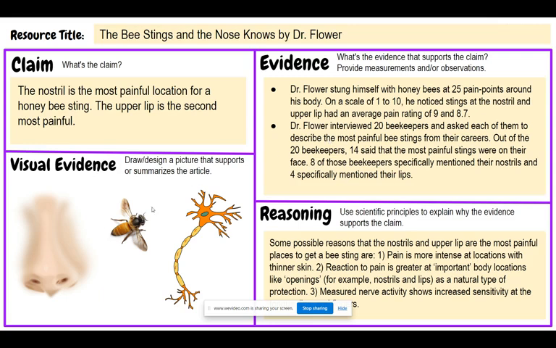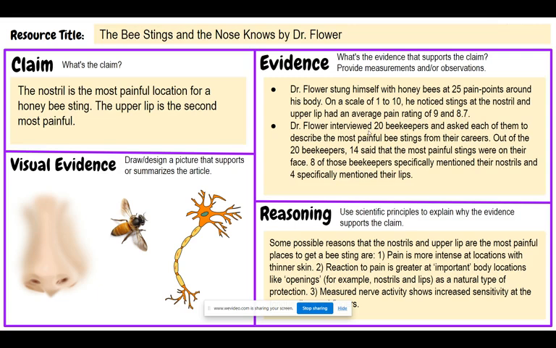Visual evidence, they included some pictures of the nose, a bee, and this is a nerve cell. Then evidence. What's the evidence that supports the claim? Provide measurements and observations. And this says, Dr. Flower stung himself with honeybees at 25 pain points around his body. On a scale of 1 to 10, he noticed stings at the nostril and upper lip had an average pain rating of 9 and 8.7.